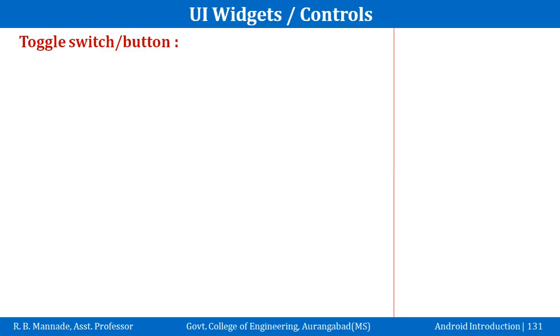Hello everyone. In this lecture, we are going to learn some theoretical part of the toggle switch or toggle button and the practical implementation of the same. In Android, a toggle switch or toggle button is a very useful control which is used to switch on and switch off some particular entities.